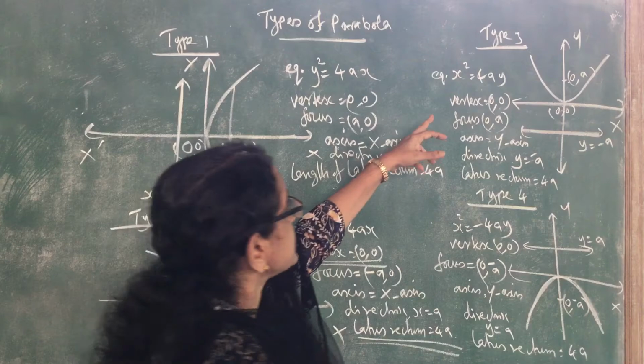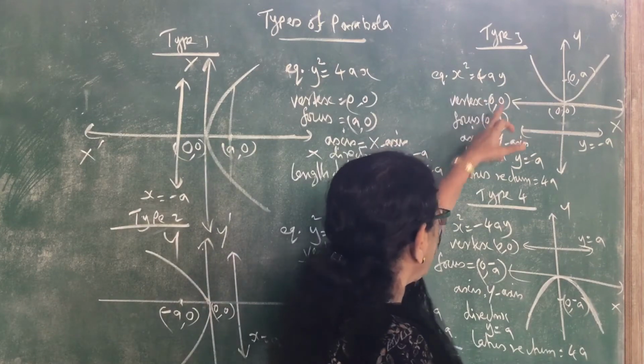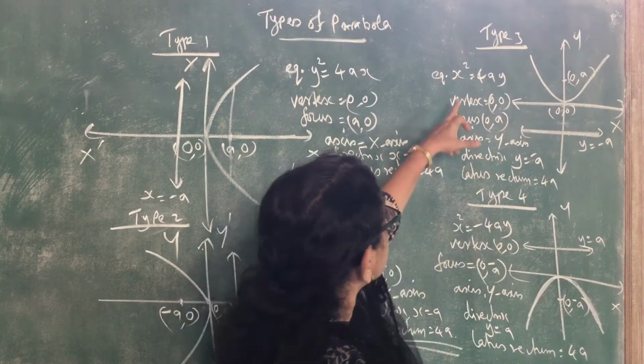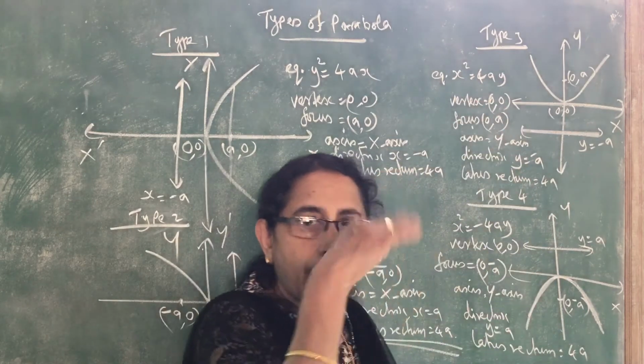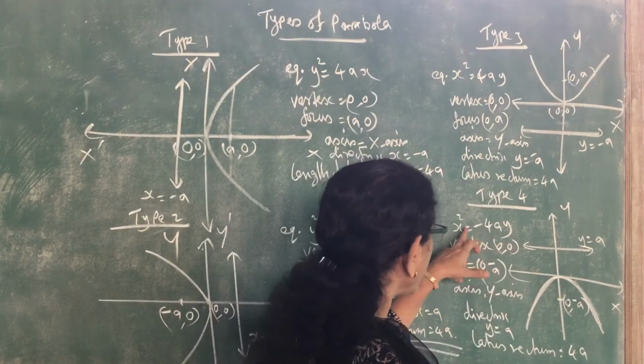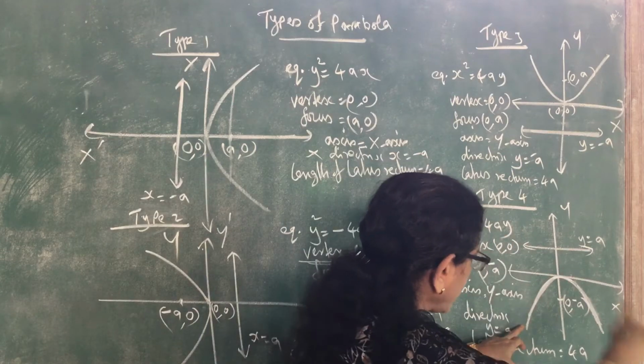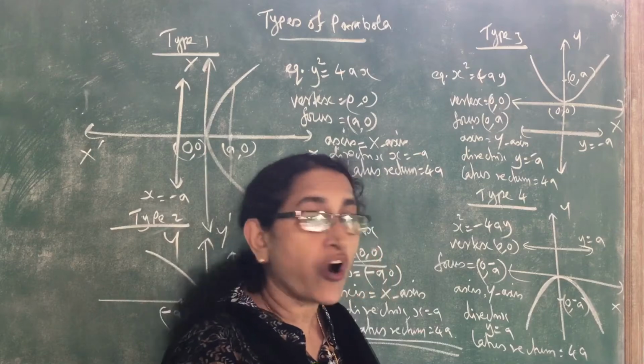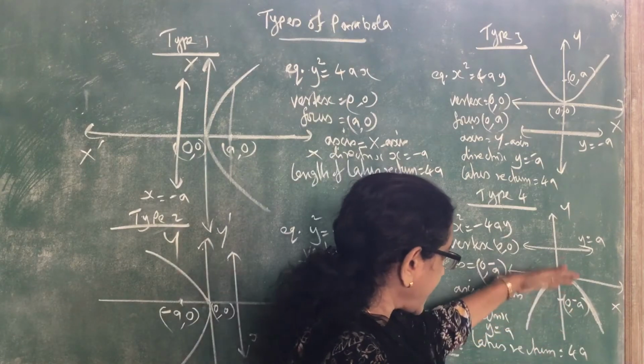Here the equation is x square equal to 4ay. Here the fourth type is x square equal to minus 4ay. So x square equal to 4ay opens upwards, and x square equal to negative 4ay opens downwards. And for this fourth type, the focus is on the negative side.